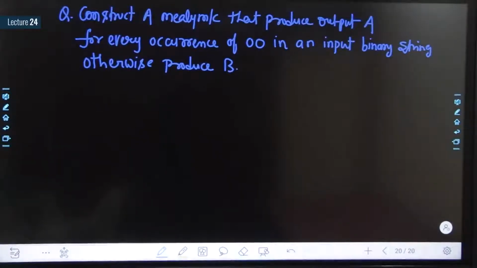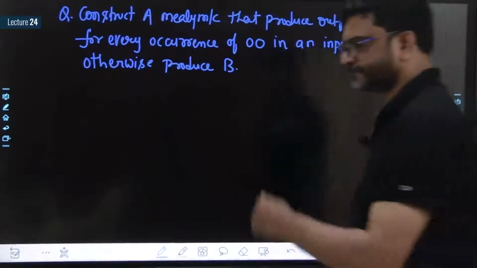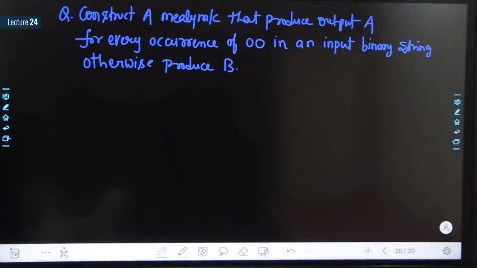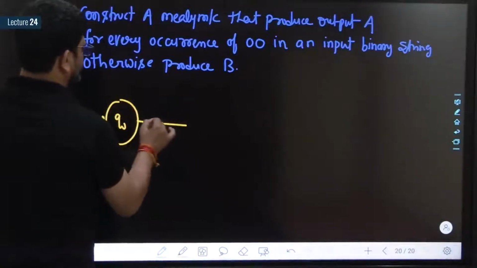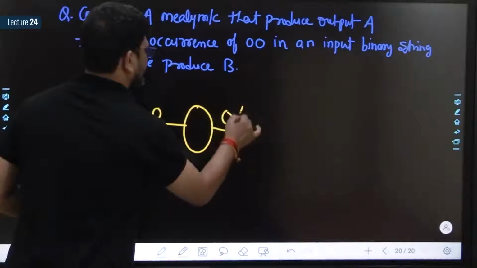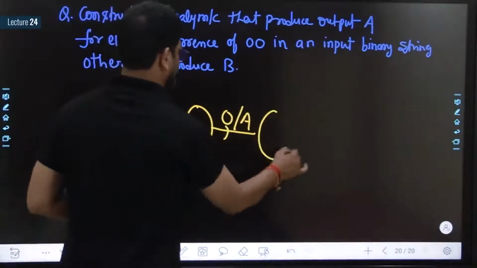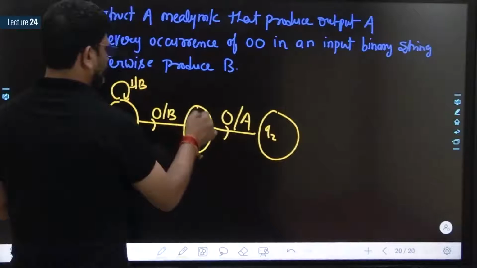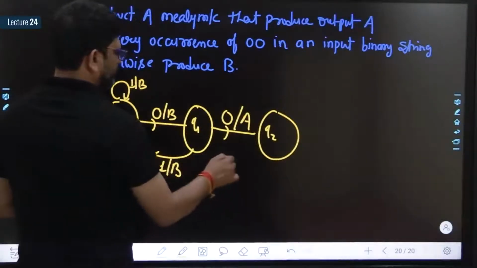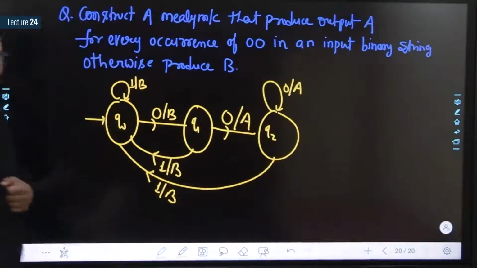Do fast. Okay. See, for 0 0 occurrence, it produces A, otherwise it produces B. On 1, B. On 0, A. On 1, produce B. Check.